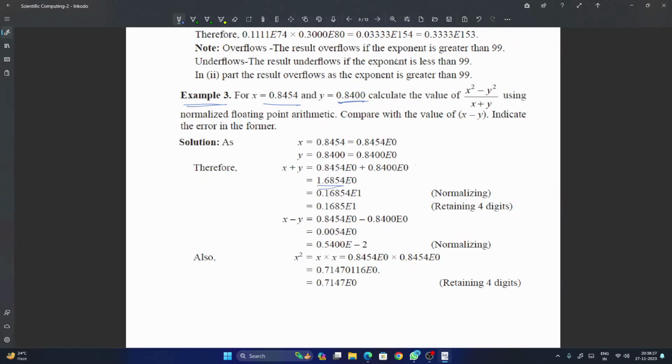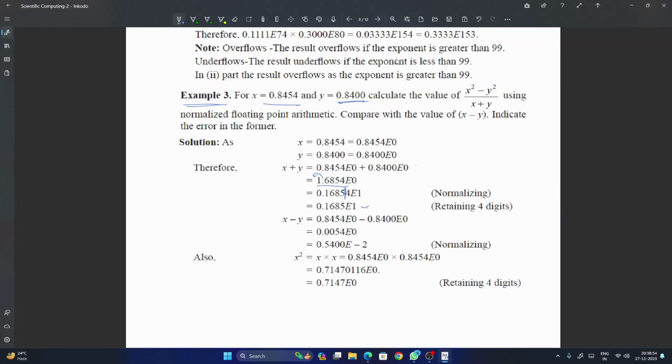Now this is not a normalized form, so to normalize it you have to shift the point to the left, and the exponent increases by 1. So it is 0.16854 E1. Now the problem occurs after this. It has a 5 digit mantissa, but retaining 4 digits, it will truncate or chop from here, and it gives you 0.1685 with exponent 1.